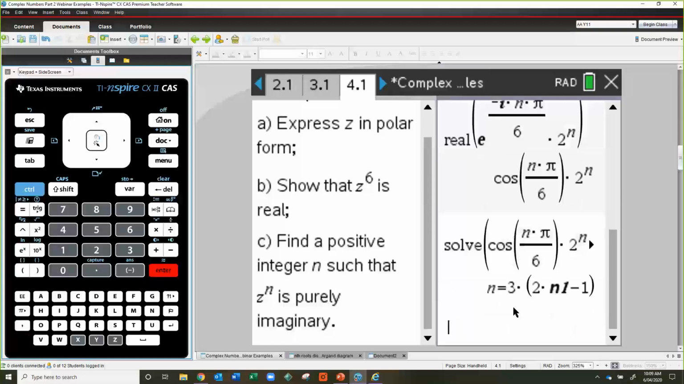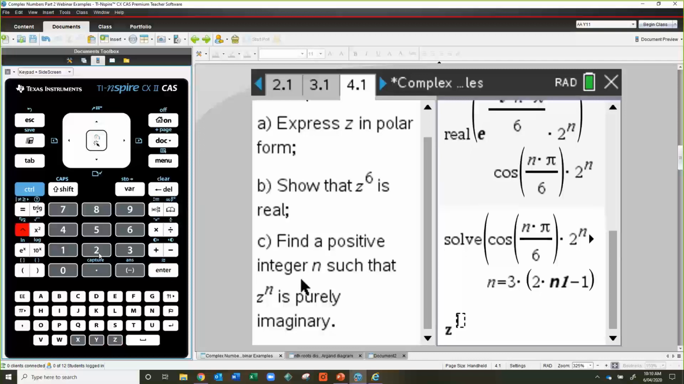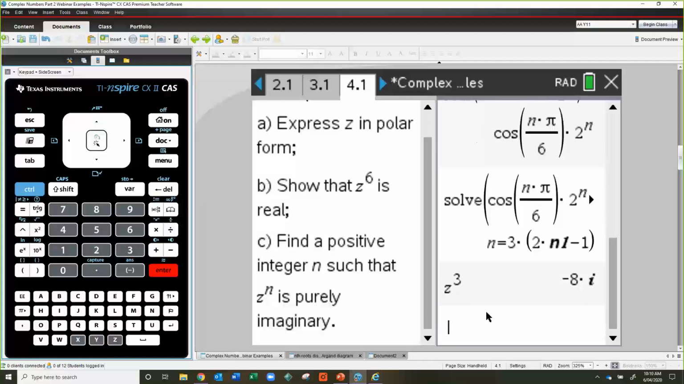So the calculator gives me the general answer because it's solving the trigonometric equation. Now, if I make n1 0, I will get 3 times minus 1, which is minus 3, which is not a positive integer. If n is 1, 2 times 1 is 2, minus 1 is 1 times 3 should work. So I can, of course, check Z to the power 3, enter, and yes, it's purely imaginary.